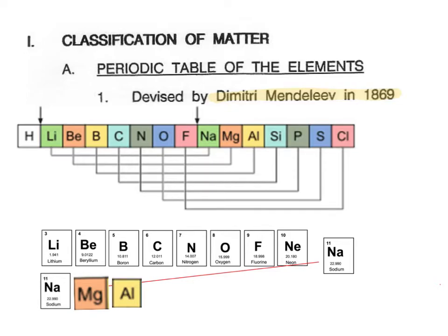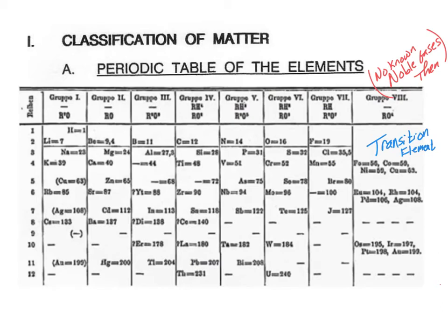And back in 1869, when Mendeleev developed the periodic table, there were only 63 known elements. We now have far more. That periodic table is the one that we'll be using in this course.